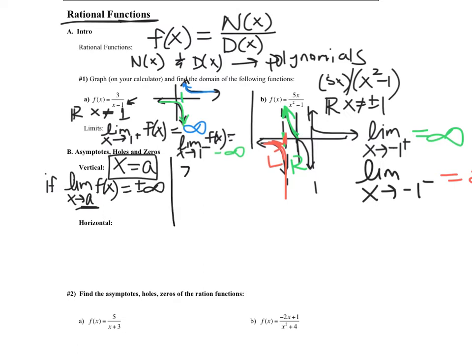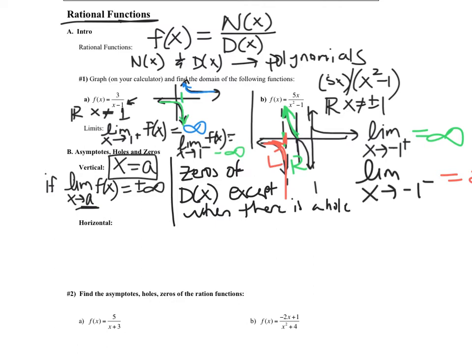Okay. Another way that you can say what a vertical asymptote is, you can also say that a vertical asymptote are the zeros of the denominator, zeros of d of x, the polynomial d of x. Now that doesn't happen all the time because what happens is you can get a hole in the graph, and that's when the numerator and denominator have the exact same factor and it reduces out. So usually it's the zeros of the denominator, except when you get a hole in the graph, when there is a hole.